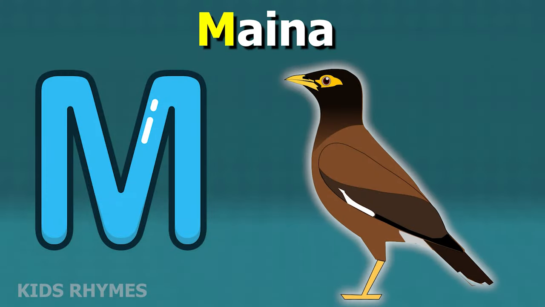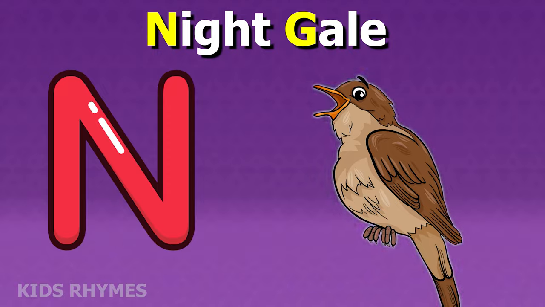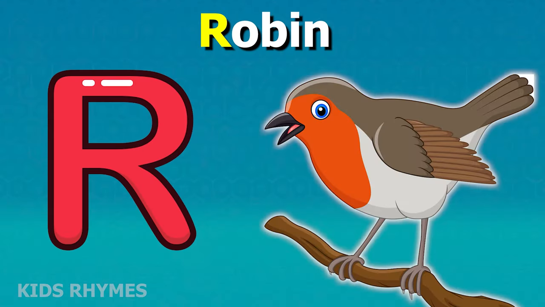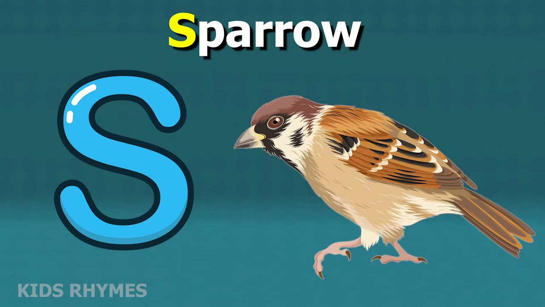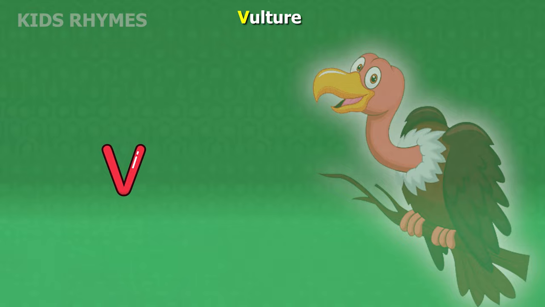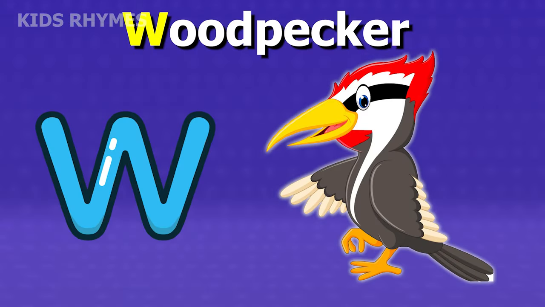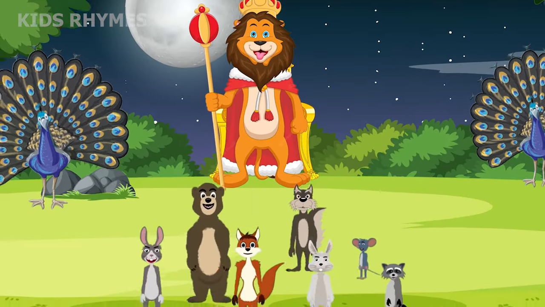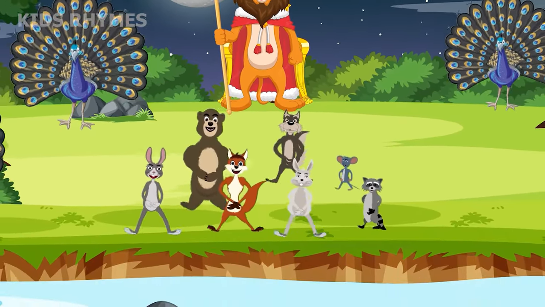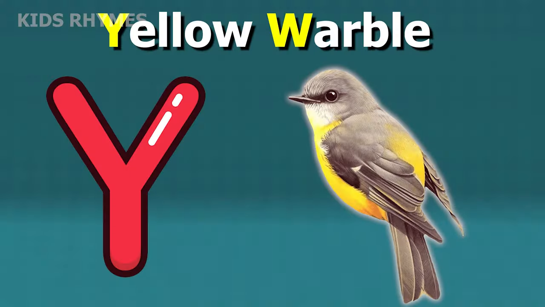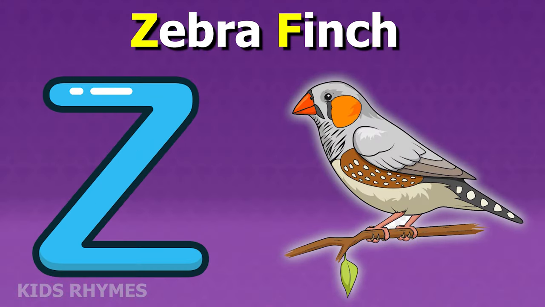M for mynah, N for nightingale, O for owl, P for parrot, Q for quail, R for robin, S for sparrow, T for turkey, U for owl, V for vulture, W for woodpecker, X for synops. Y for yellow warbler, Z for zebra finch.